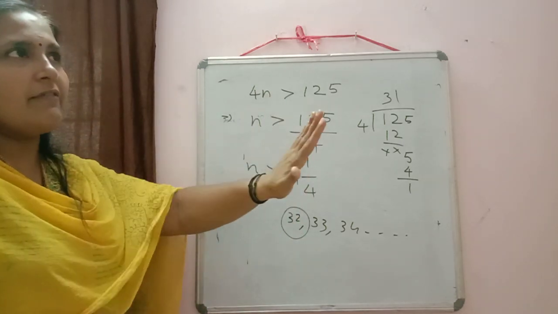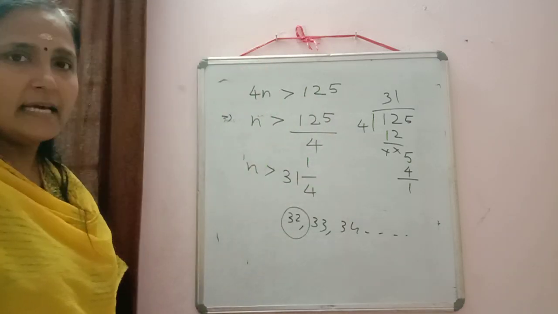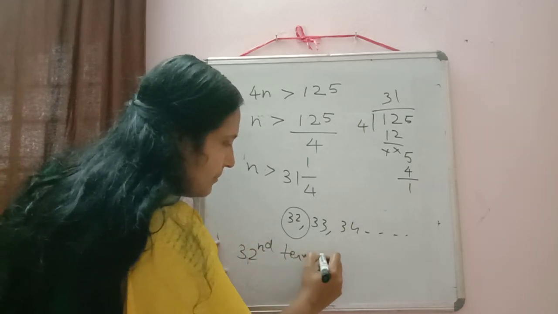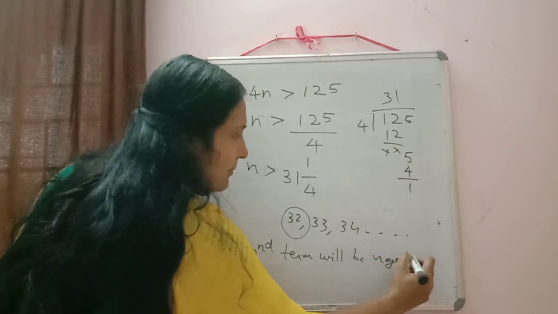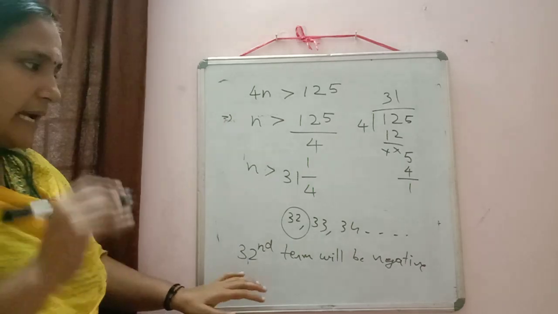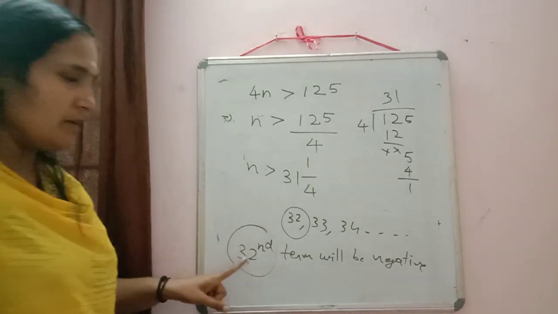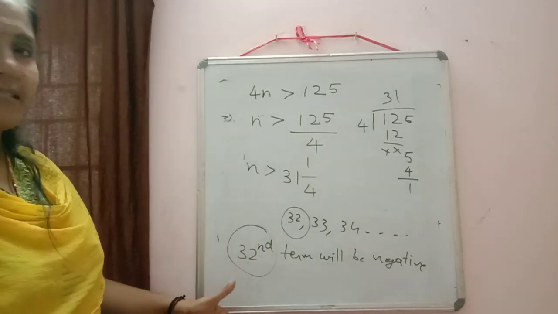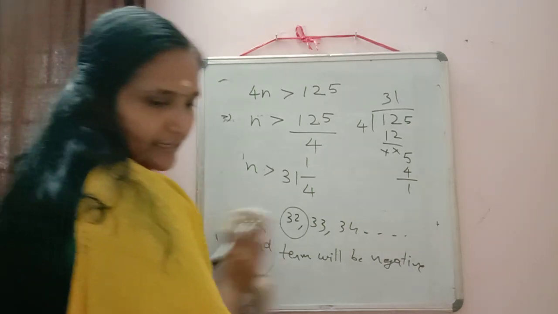And after 31 1 by 4, the first number which is an integer, that is 32. So we will write here 32nd term will be negative. As you know, the common difference is negative. So if we keep on increasing the terms, at one time you will get a negative number and that term will be equal to 32nd term. Hope this method is clear to you. Okay. So we'll move to the next question.